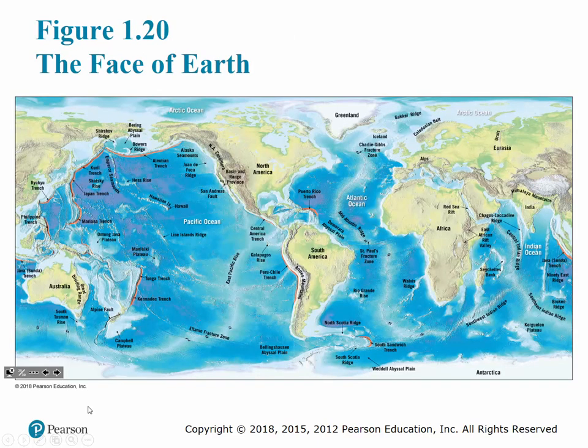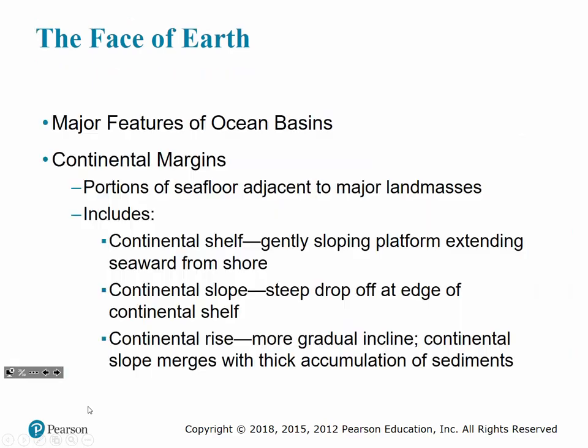And so this is just showing you a diagram, a map of the face of the Earth. You can see the different oceans here, and it points out some of the different features of the oceans that we'll be talking about later on, like the Mid-Atlantic Ridge, East Pacific Rise, some of those features. Like I said, we'll be talking about this later on.